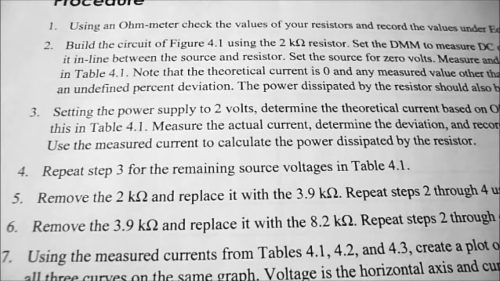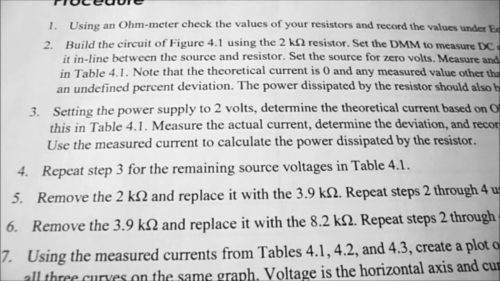Under procedure, step number 3, we're going to set the power supply to 2 volts and determine the theoretical current based on Ohm's law and record this in table 4.1. We're then to measure the actual current, determine the deviation, and record these in table 4.1. We're to use the measured current to calculate the power dissipated by the resistor.